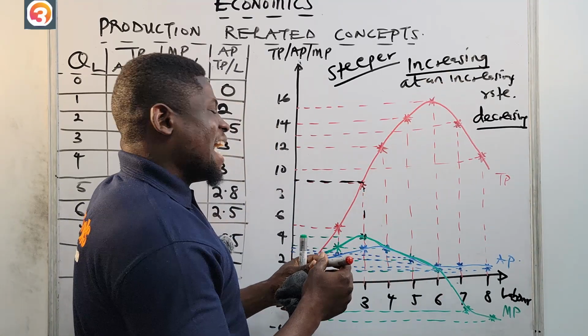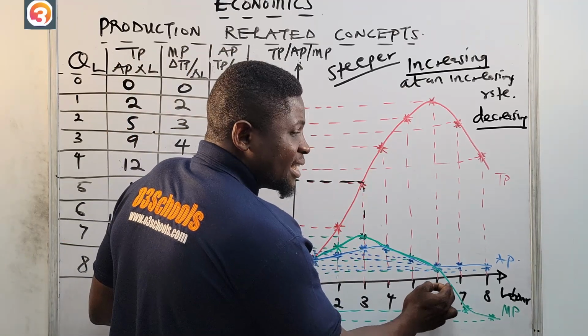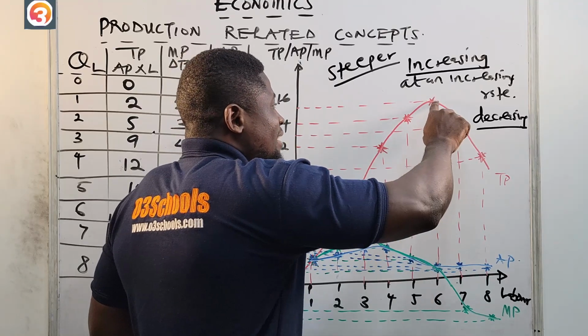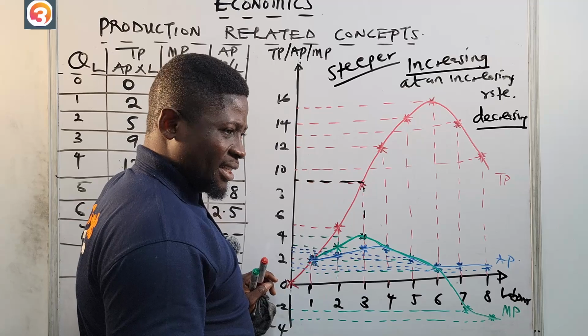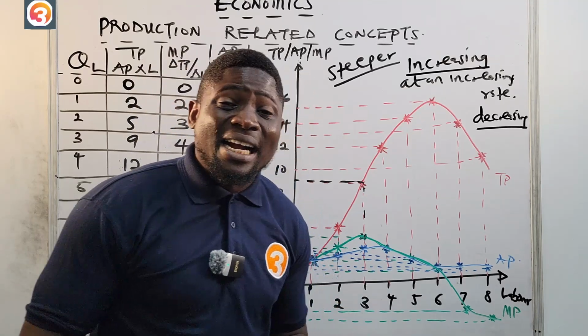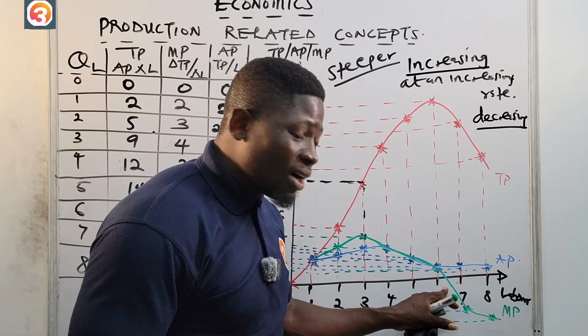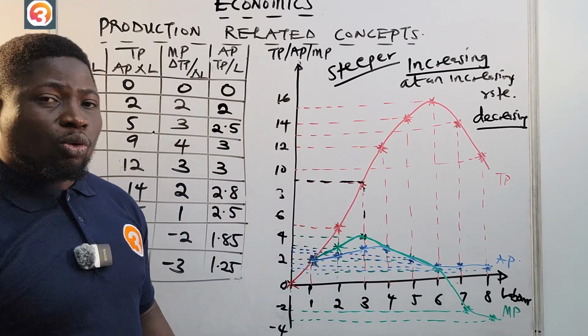All right, and at the point where the MP comes to negative, that is after 6 workers, you see that the TP curve will begin to decrease. And if you are the manager at this factory, after 6 workers, stop employing, because productivity here, as you can see, has started to go down.